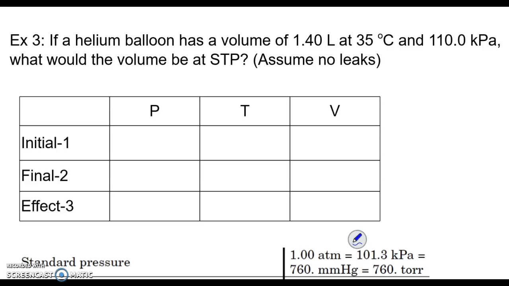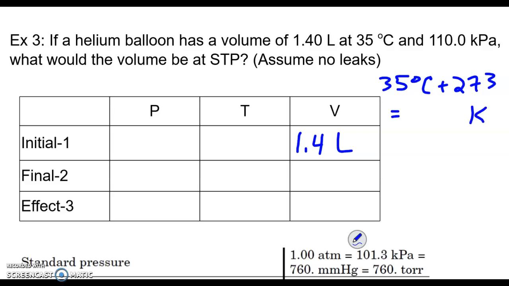So as always, I'm going to start by filling in my IFE 123 table. A helium balloon has a volume of 1.4 liters at 35 degrees Celsius. So we're going to add 273 to convert that into Kelvin. And when we do, I get 308. So I'm going to plug 308 Kelvin into my table. And then we also have 110 kilopascals.